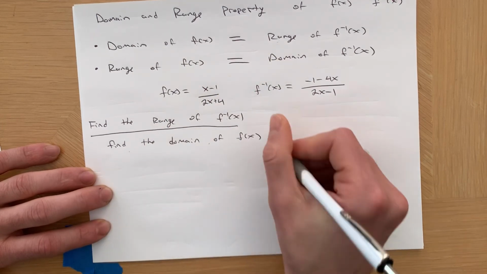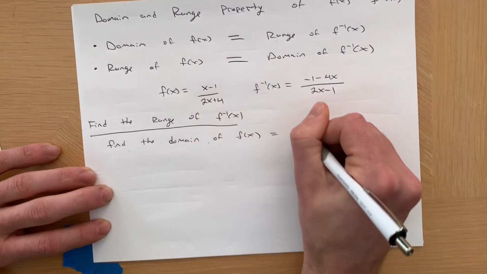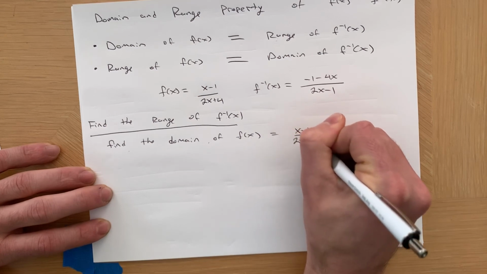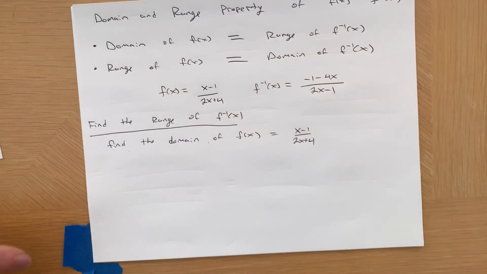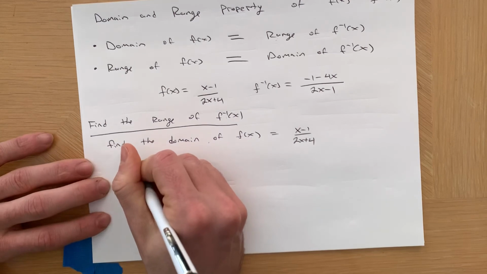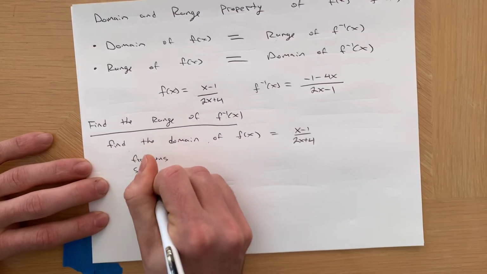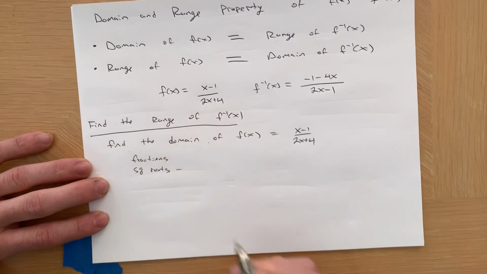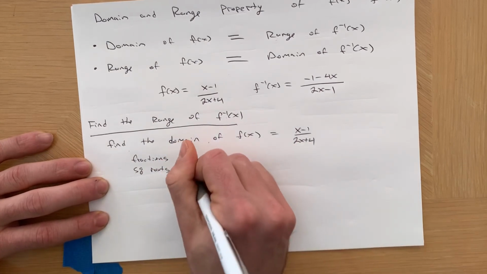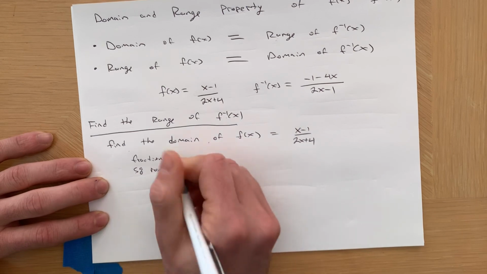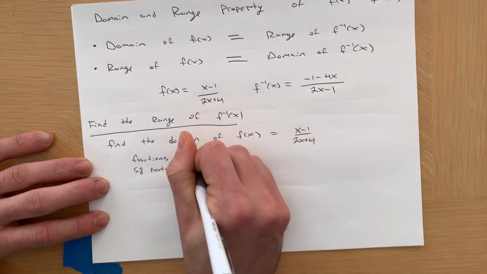So find the domain of f of x, let's just rewrite that: x minus 1 over 2x plus 4. Okay, so remember when we're finding domain, there's two things. We look for fractions and then square roots. In this problem, we don't see any square roots, so nothing to worry about with that one. But with fractions, this whole thing's a fraction. So we see fractions.